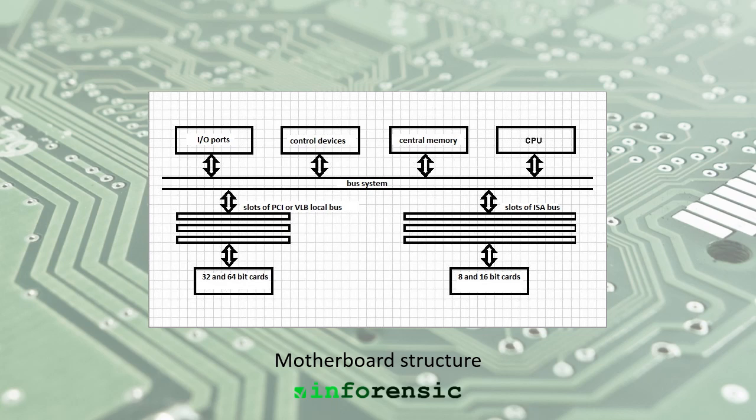Motherboard structure. I/O ports, control devices, central memory and CPU communicate with the bus system. 32 and 64-bit cards connect to slots of the PCI or VLB bus. 8 and 16-bit cards connect to slots of the ISA bus. The PCI or VLB and the ISA bus communicate with the bus system.